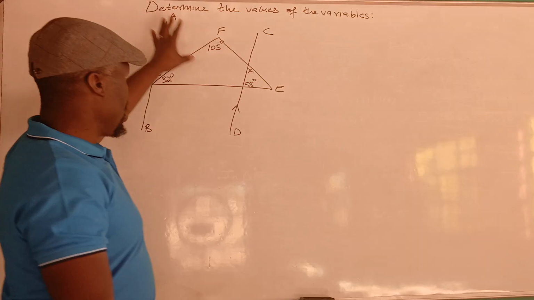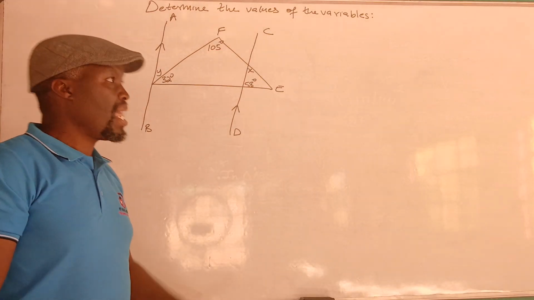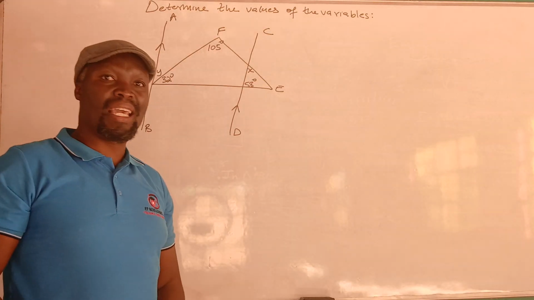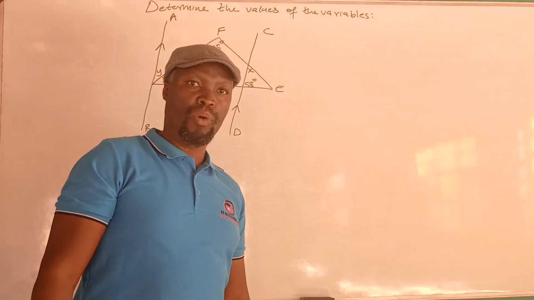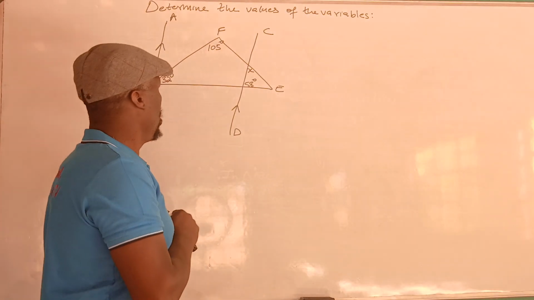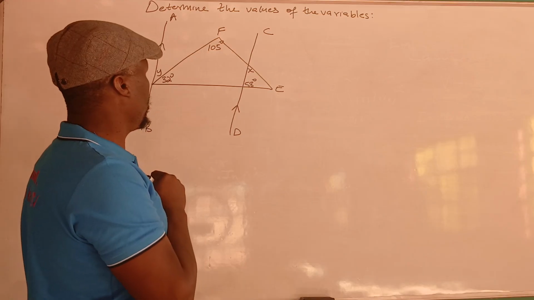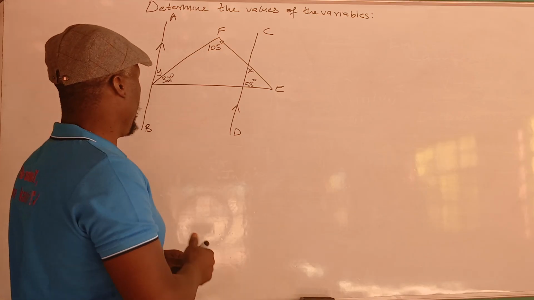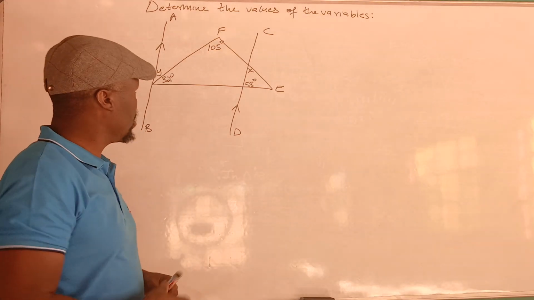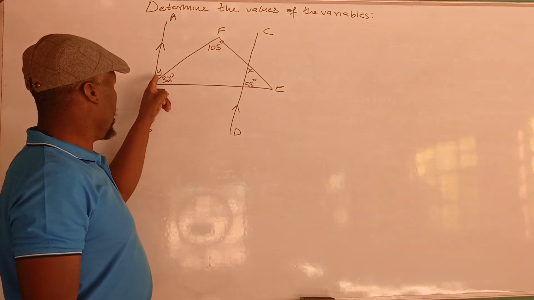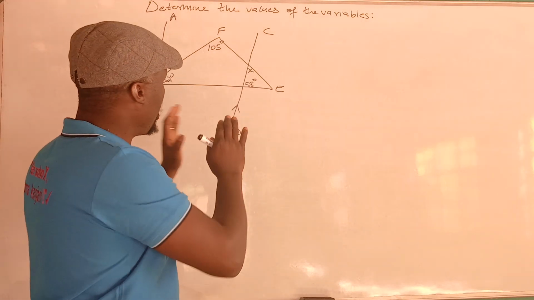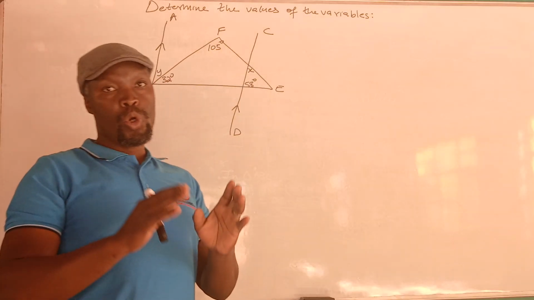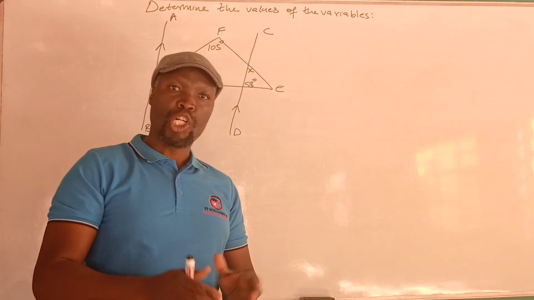On the board, we are given this diagram, and the instruction says determine the values of the variables. Over here, we have got two variables. Firstly, there is y, then there is x over there. These are the variables whose values we were instructed to determine.